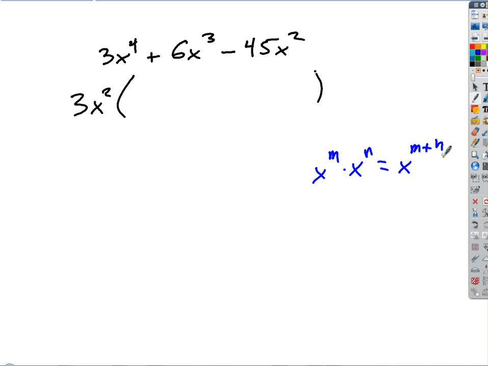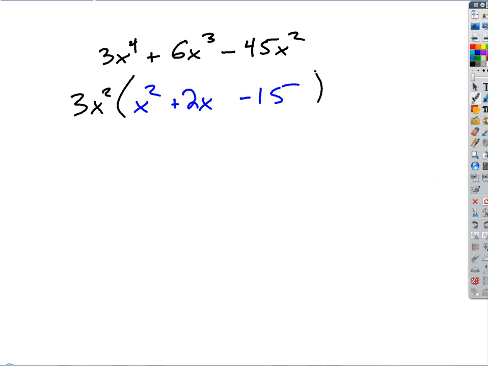So then what would be here? x squared: 3x squared times x squared is 3 times x to the 2 plus 2, 3x to the 4. Plus 3x squared times what is 6x cubed? 2x. So 2x to the 1, just 2x. And then 3x squared times what is negative 45x squared? 15. Okay, so negative 15? Good. You guys are doing great at this.